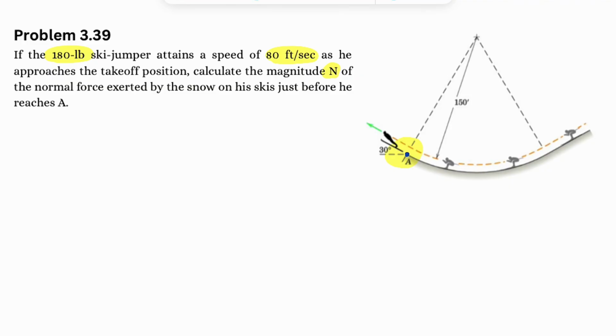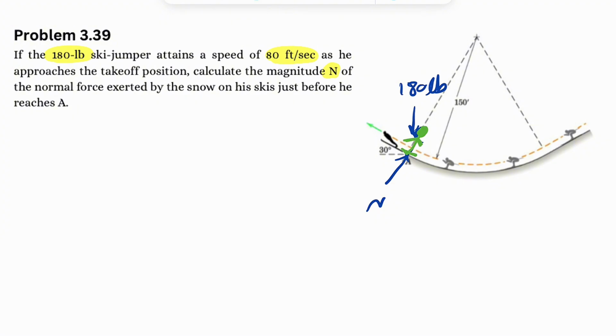As always, we're going to start with the free body diagram of the skier. Let's say we have something like this. And if you want to show all the forces that we have at this point, there is going to be a normal force, which is what the question is asking. There is going to be the weight of the skier, which is 180 pounds. Let's just show the person in a different color.